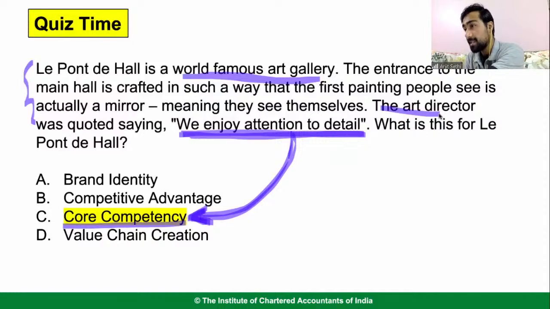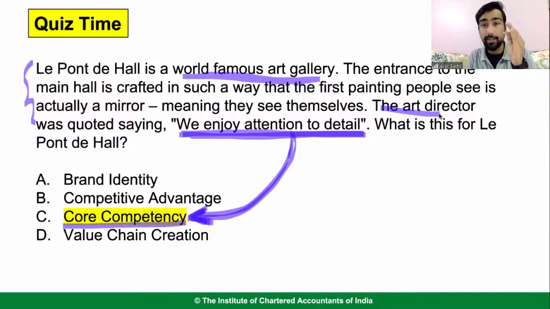This is what I'm saying. This is the keyword. You have to find out the keyword. Why not brand identity? Where have they mentioned it? What is a brand identity? They're not creating any brand identity. They're already the world's most famous gallery. They have already created a brand identity, right?